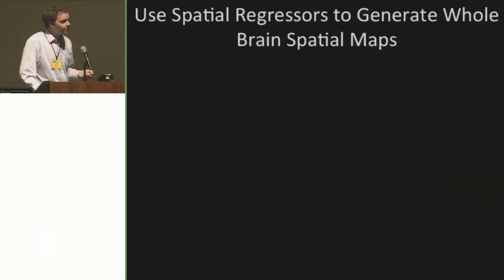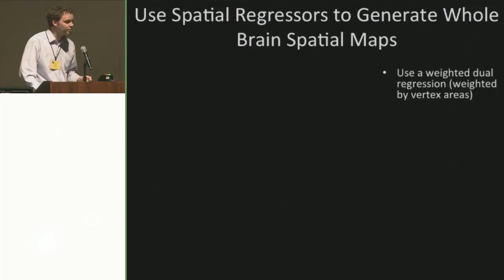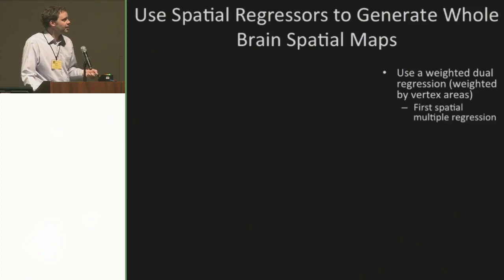So we can generate whole brain spatial maps based on these V1 limited spatial regressors. How do we do it? Well, we do a weighted dual regression approach, and here we're just weighting by the vertex areas to make sure each square millimeter of cortex contributes equally to the regression. So for those of you not familiar with dual regression, one first does a spatial multimodal regression. You have all of your regressors and you regress them spatially into either group or individual subject time series. And then you generate a time course for each spatial map as the output of that.